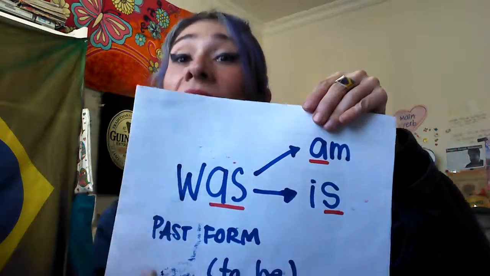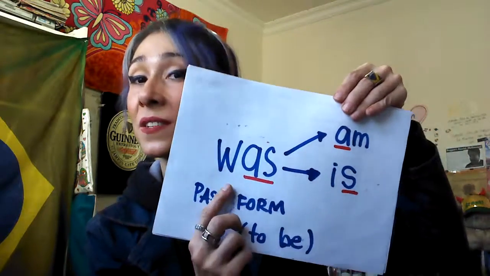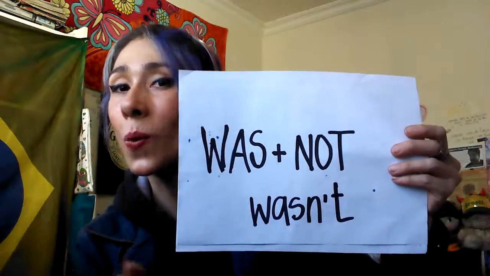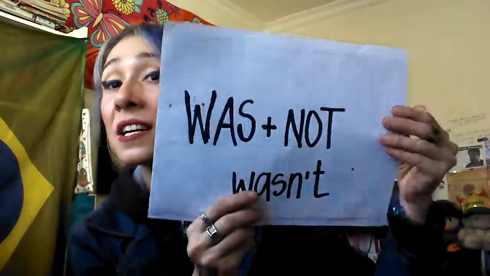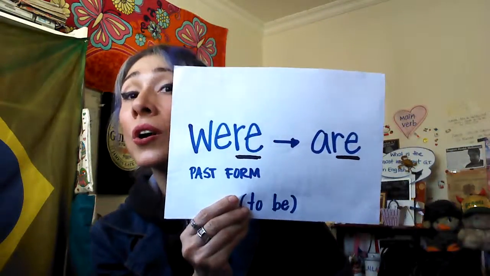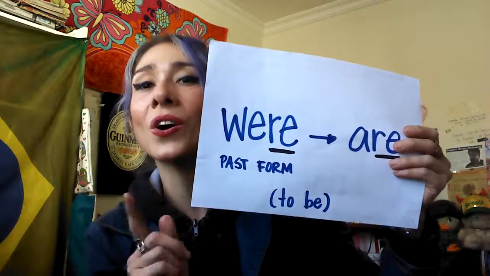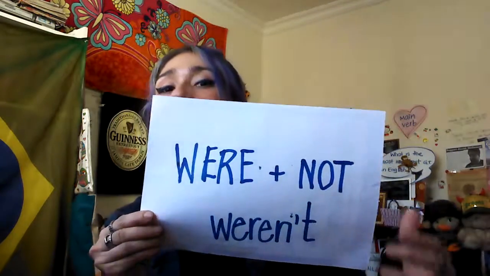So it's pretty much this way. The verb to be was replaces am or is, because this is the past form of am and is. And the negative is wasn't, was plus not. Or were, were replaces are. We were, they were, you were. And in the negative is weren't. So for the past continuous, we need the verb to be in the past, was or were, and the main verb with ing at the end.